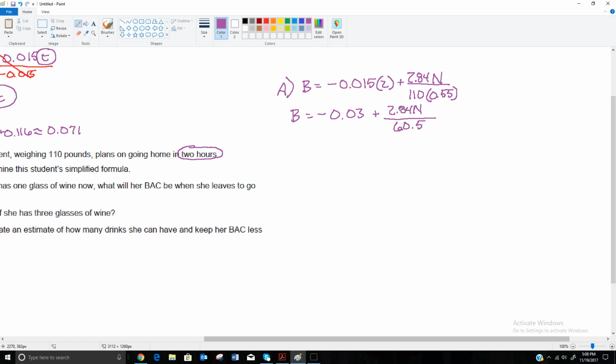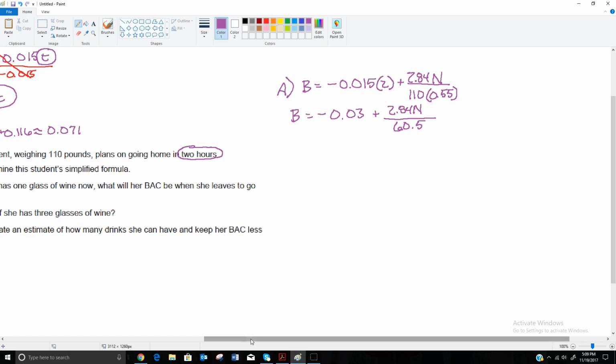Now, like before, I could take 2.84 and divide it by 60.5 and just get a single number, but I think that's bothersome a little bit. It's hard to see where it came from. So I like to leave it like this. If you did do that, you could change it to a single number of 0.047 times n. But I think that small number is bothersome, and I think it makes it hard to see where things came from. So I like to just leave it like this.